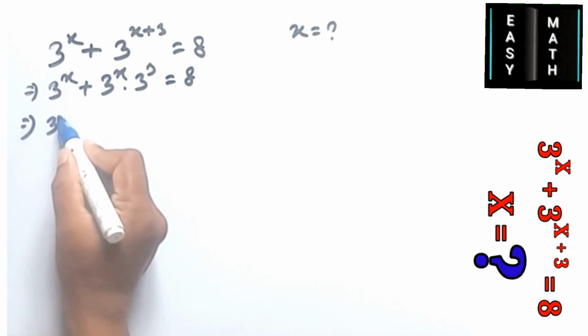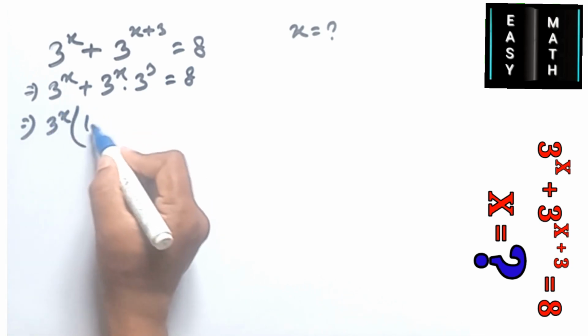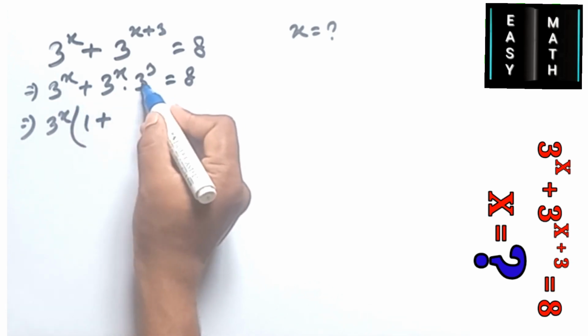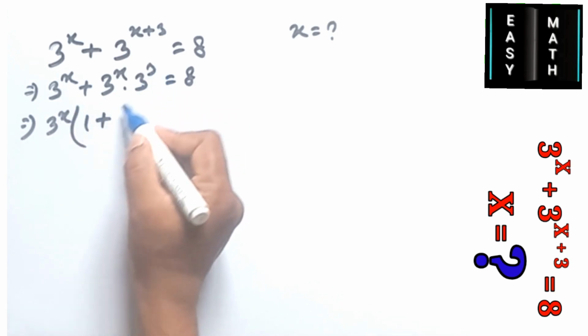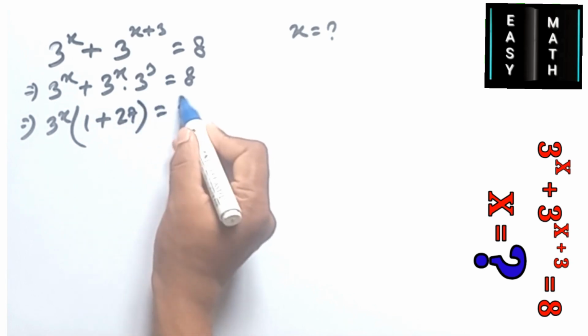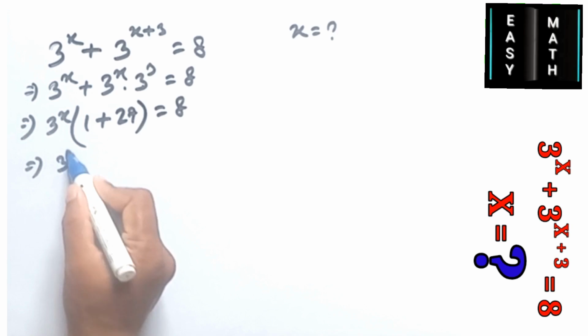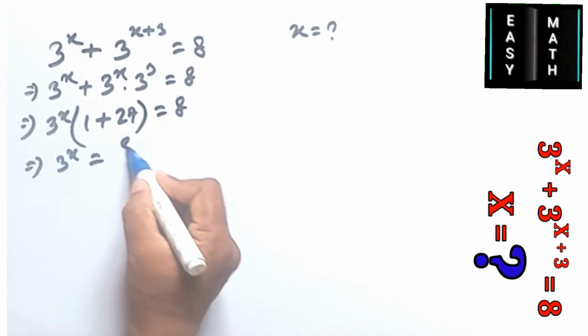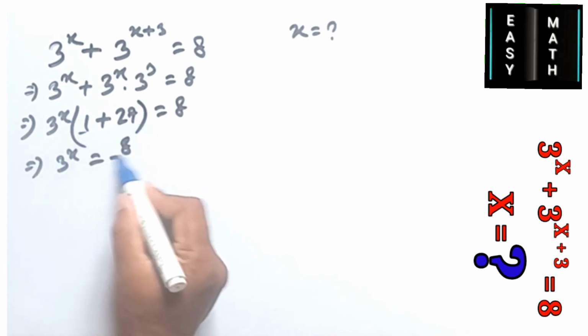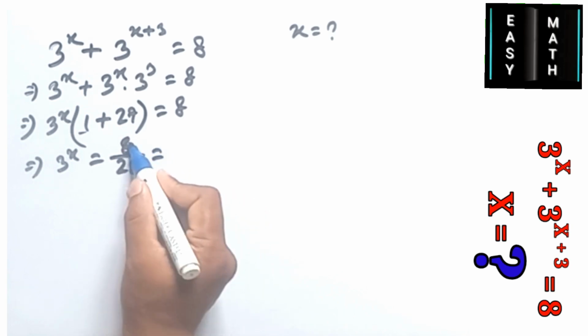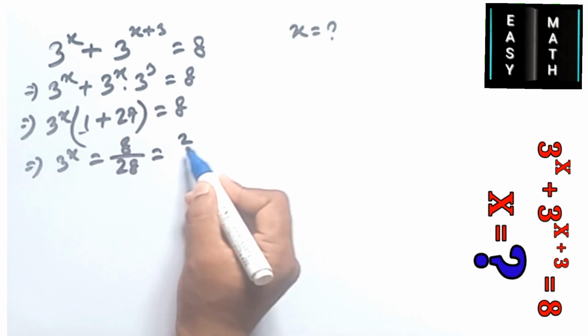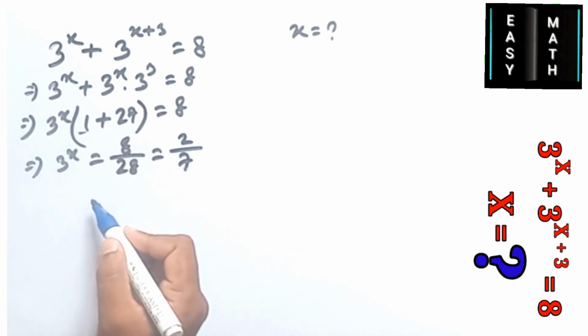And now take the common of 3 to the power x. So there is 1, and there is the 3 to the power 3. So this is the 27, this is the 8, and so 3 to the power x is equal to 8 divided by 28, and cut the 4, so 2 by 7.